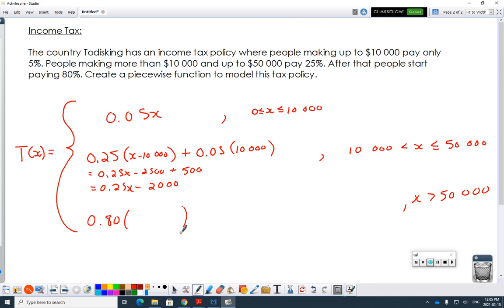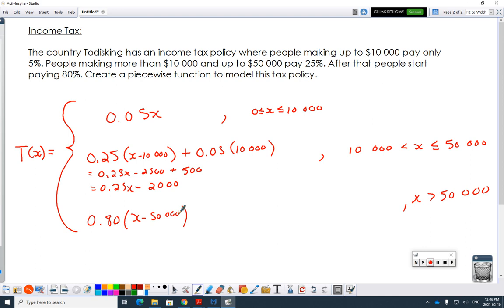Who wants to take a shot at what goes in the brackets if I only want the money over $50,000? I'm going to let you think about it for a second. What do you like here in the brackets? Just the money over $50,000: X minus $50,000. Take whatever you made, subtract $50,000. You only got to pay 80% on that money.